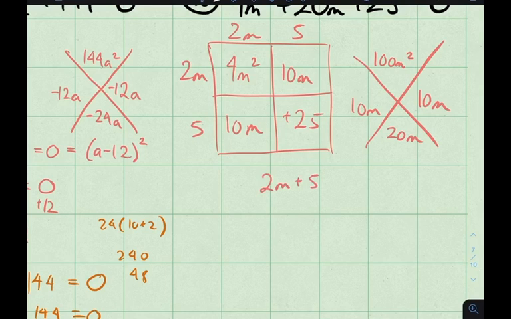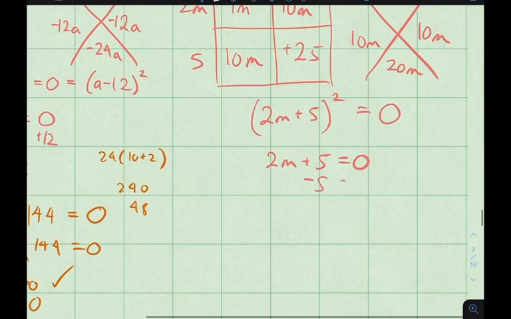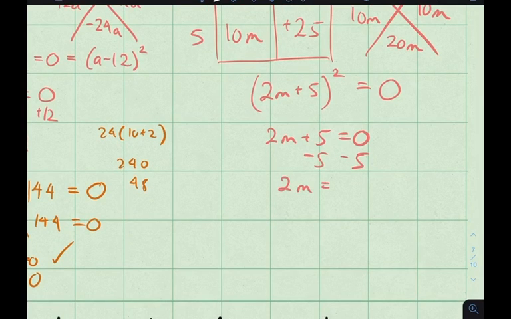2m plus 5 squared equals 0. We just have one thing to solve. 2m equals negative 5, divide by 2, divide by 2, m equals negative 5 over 2. I'll skip the stepping, skip the checking.